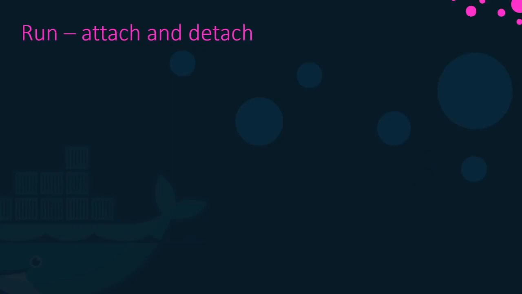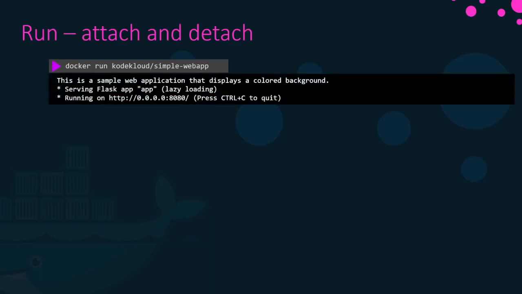Finally, let's look at one more option before we head over to the practice exercises. I'm now going to run a Docker image I developed for a simple web application. The repository name is codecloud/simple web app. It runs a simple web server that listens on port 8080. When you run a docker run command like this, it runs in the foreground or in an attached mode, meaning you will be attached to the console or the standard out of the Docker container, and you will see the output of the web service on your screen.